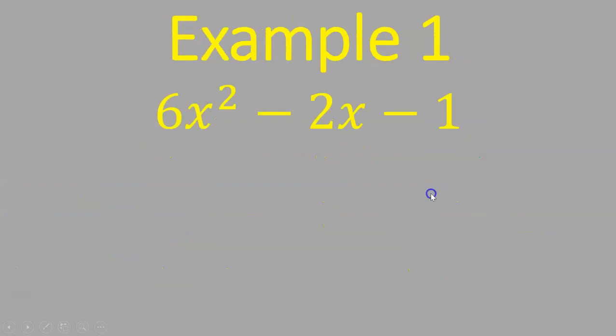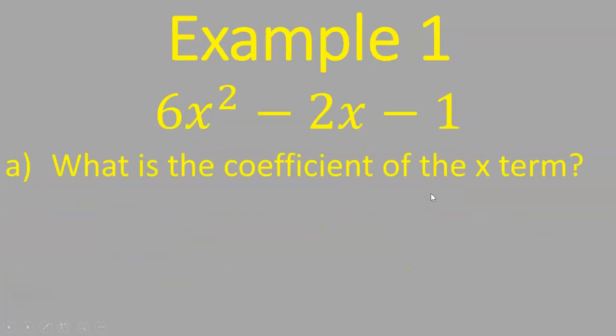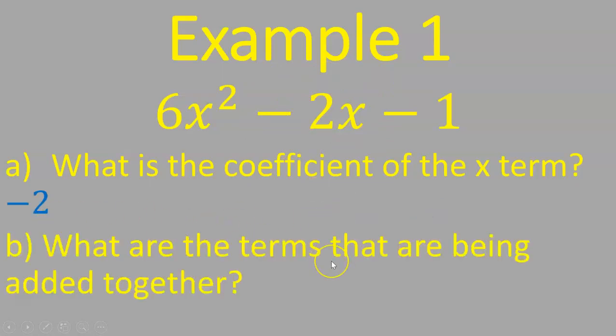So first example, it may say something about what's the coefficient of the x term. The x term is this one in the middle, negative 2x. So the coefficient is the number part, negative 2. And what are the terms that are being added together? Now I know it looks like minuses, but what's being added together are 6x squared plus negative 2x, which is the same thing as minus 2x, plus negative 1. So those are your terms.